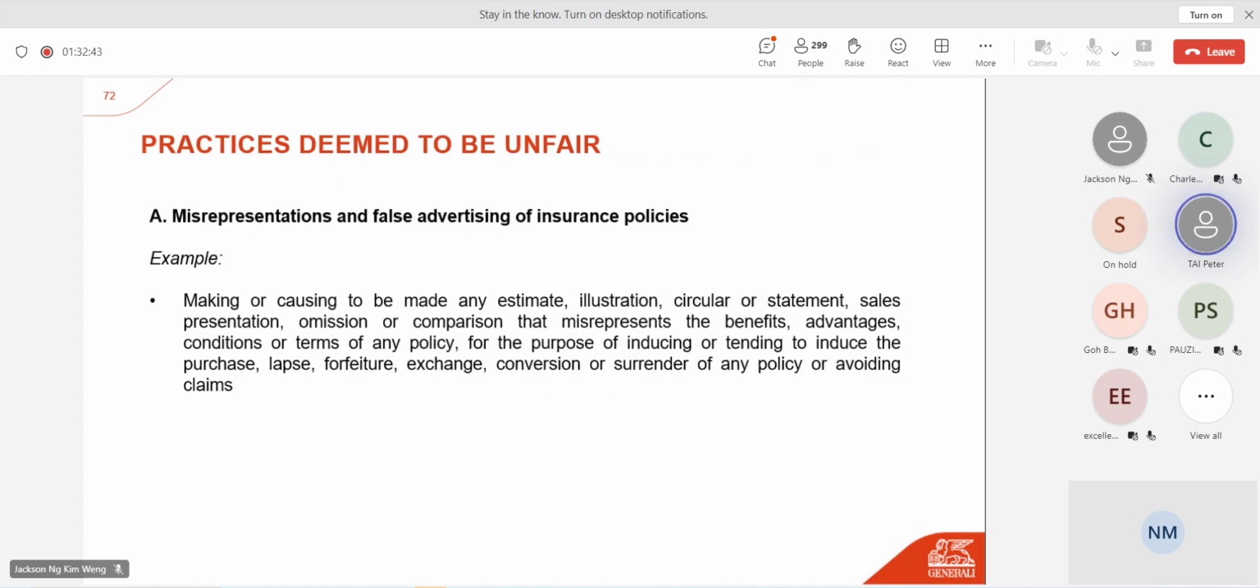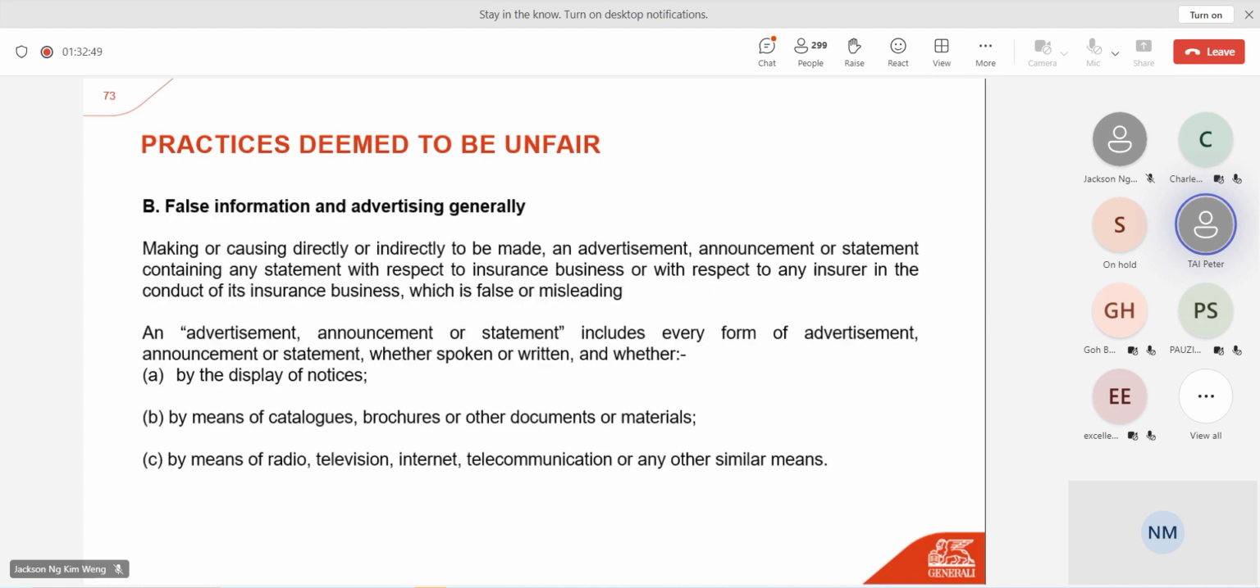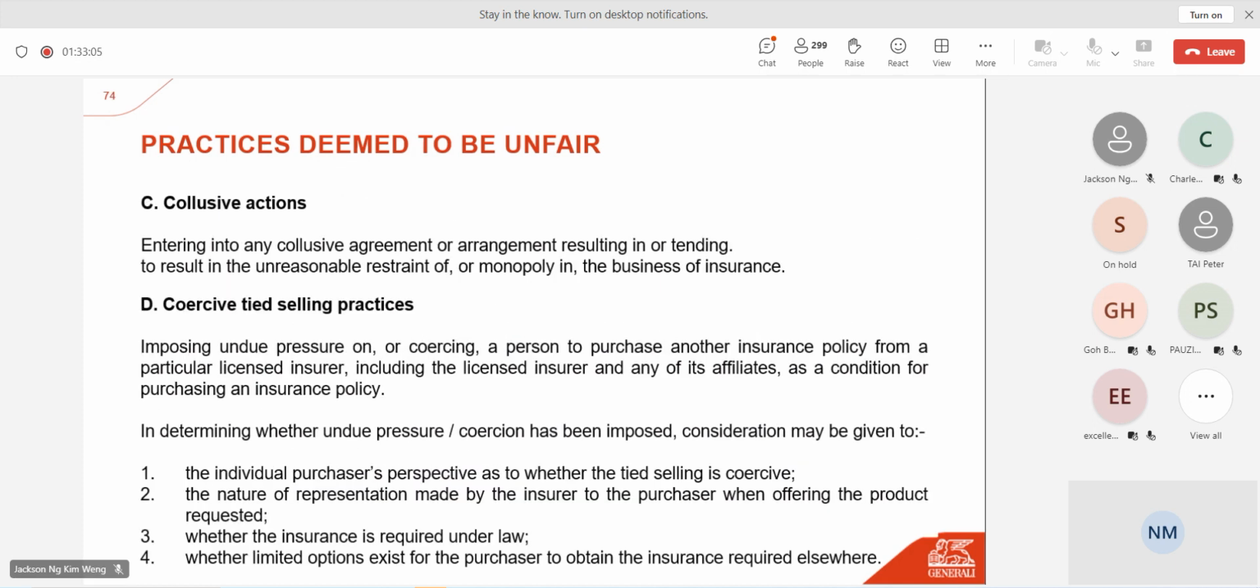Okay, for example, false advertising. Never make false advertisements. Next. False information. Again, an advertisement or a statement or announcement which is false. Never do that. Next. Never collude with anybody, and never use coercive methods to sell a policy. You can advise, but you cannot force. No undue pressure. Next.